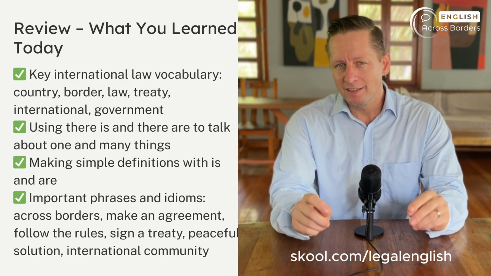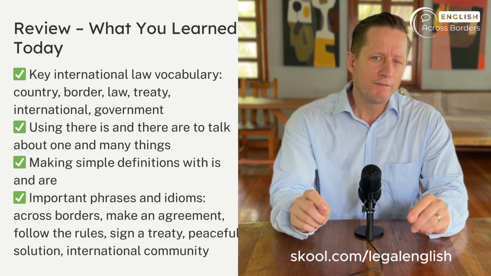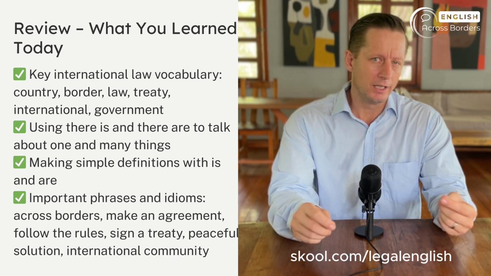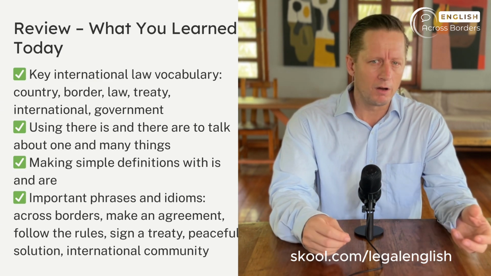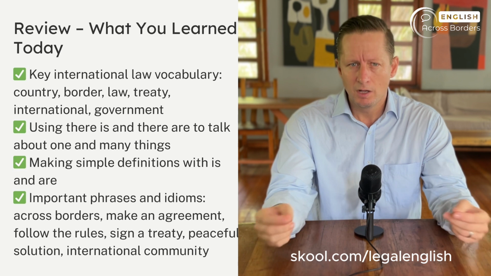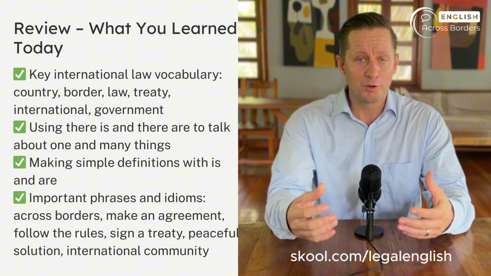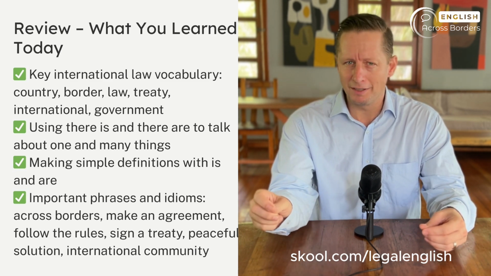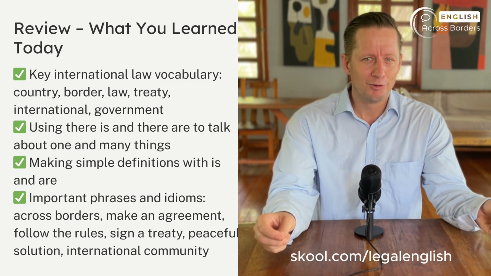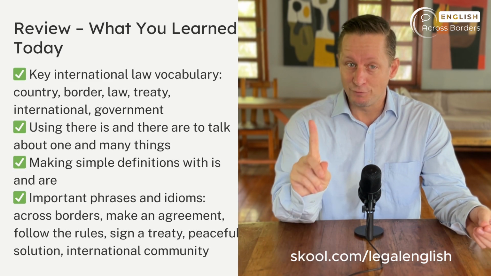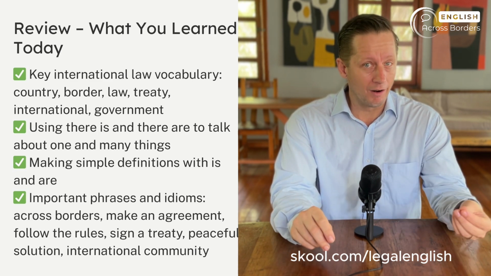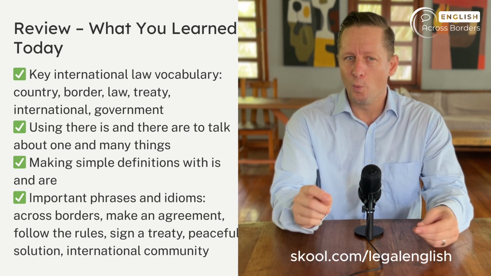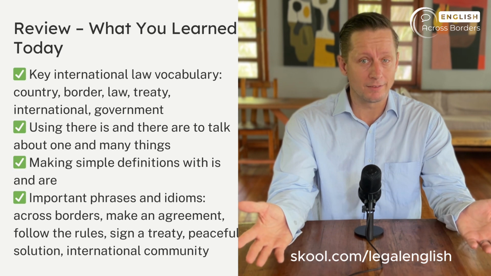Before we finish, let's review what you learned. First, we learned important words for talking about international law, like country, border, law, treaty, and international. We also talked about government, the group that makes laws in a country. Then we practiced using there is and there are. Remember, there is for one thing, and there are is for many things. These phrases help us say what exists or is present.